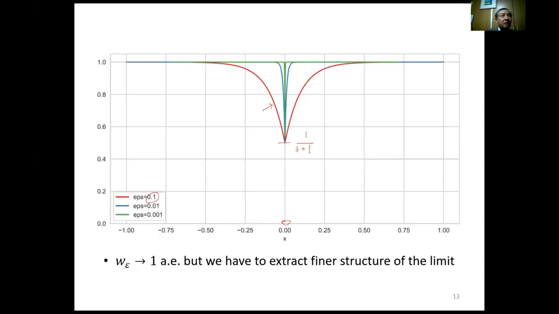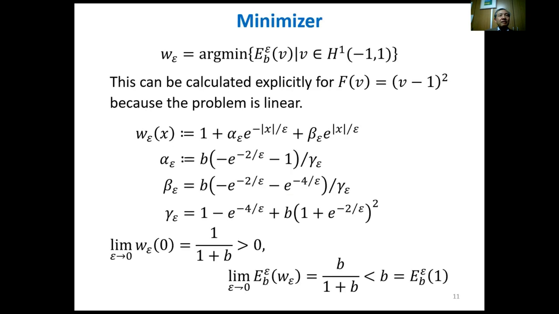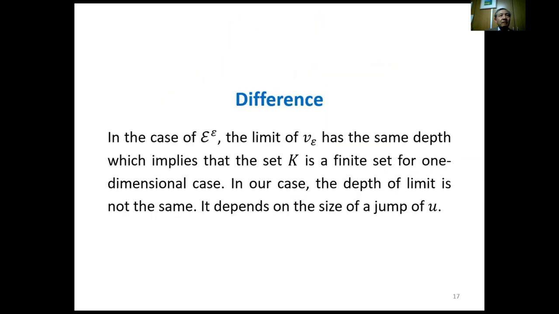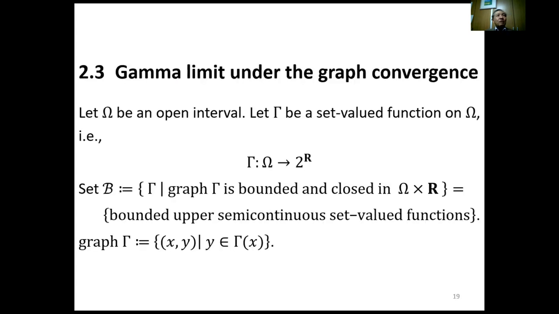So this one, right? So if there is just one jump, what is a suitable topology we have to use? So think about just the one-dimensional case, and let omega be an open interval, and let gamma be a set-valued function on omega. My pen does not work, so I just start with this arrow. That means the graph of gamma is bounded and closed in omega cross R. So this is a bounded upper semi-continuous set-valued function, by the way. The graph of gamma is as you expect. Okay.